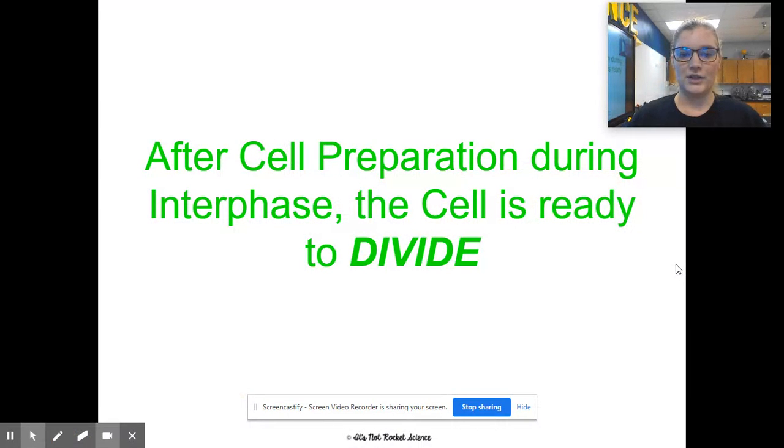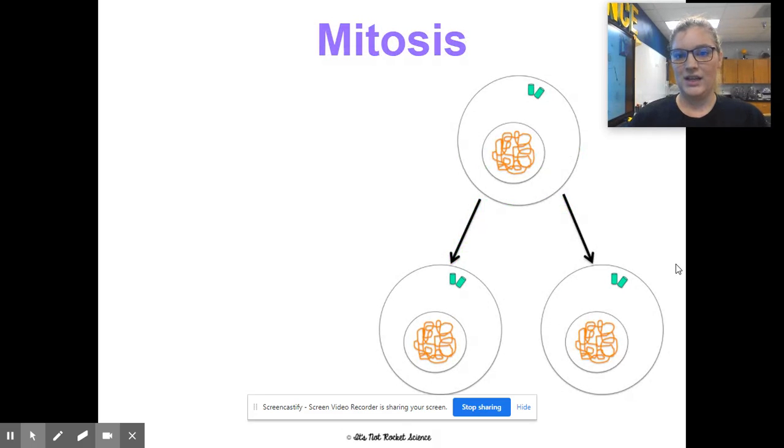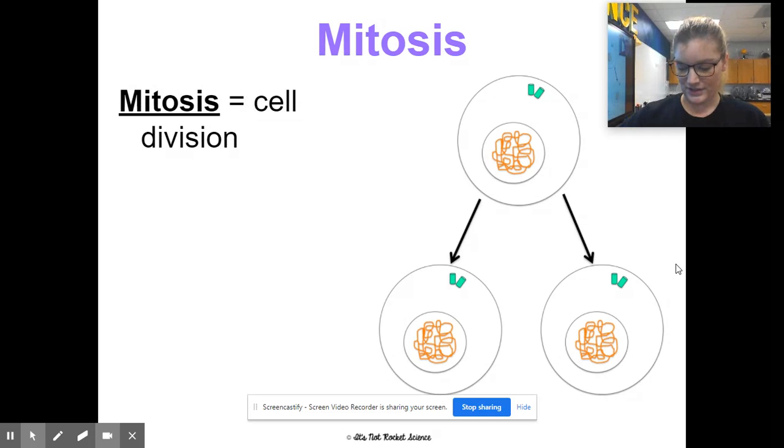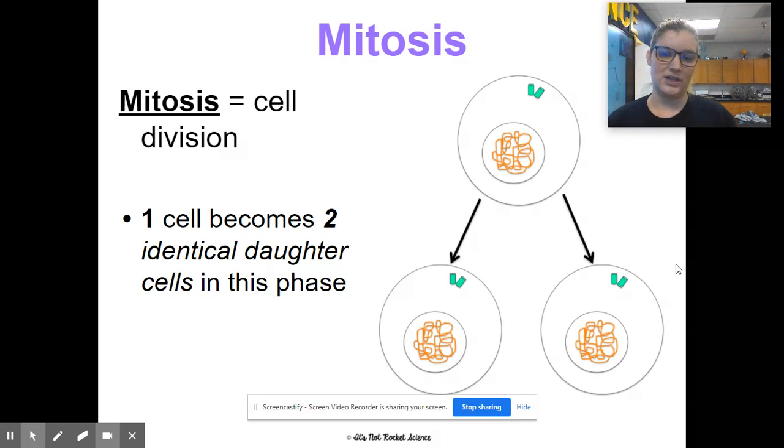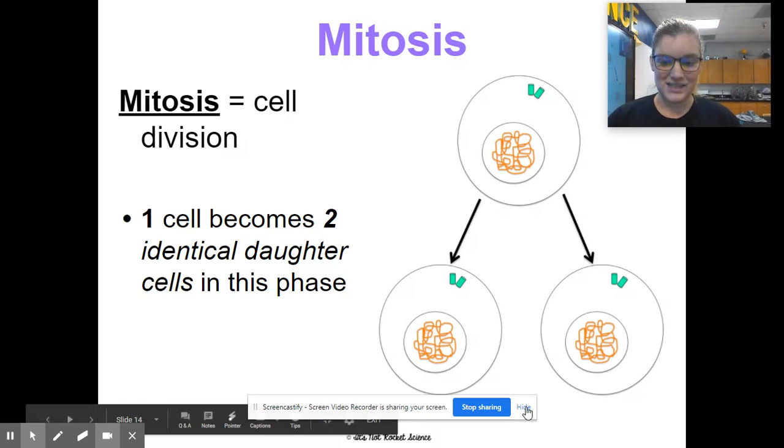So after we have done the preparation during interphase, we're ready to divide. And so we are going to go through what we call mitosis, which is essentially just cell division. One cell is going to become two identical daughter cells in this phase. And this is important because our mitosis section is where we're creating identical cells.